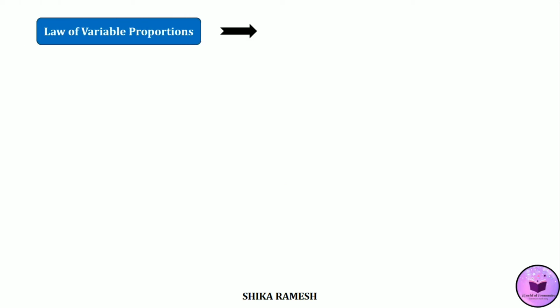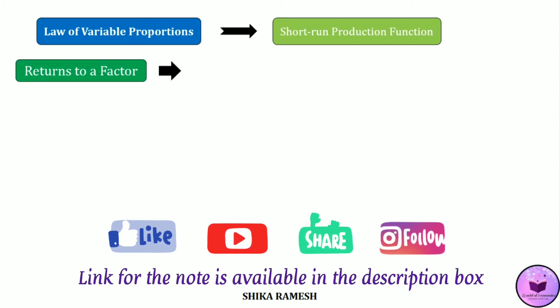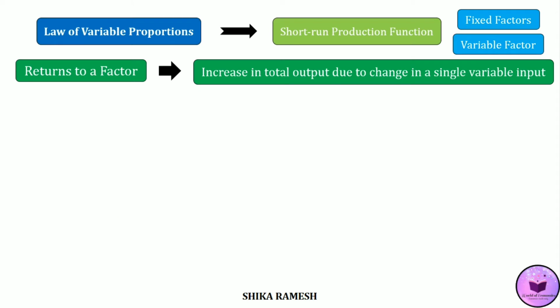The law of variable proportions is also known as short run production function. Now we know that in the short run there are both fixed factors and variable factors. So by keeping all other factors fixed and by changing only one variable factor, the total output will increase in varying proportions. That is why it is known as a law of variable proportions.